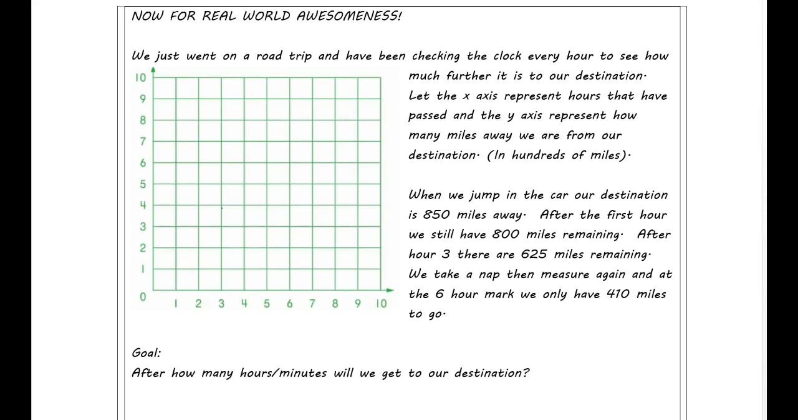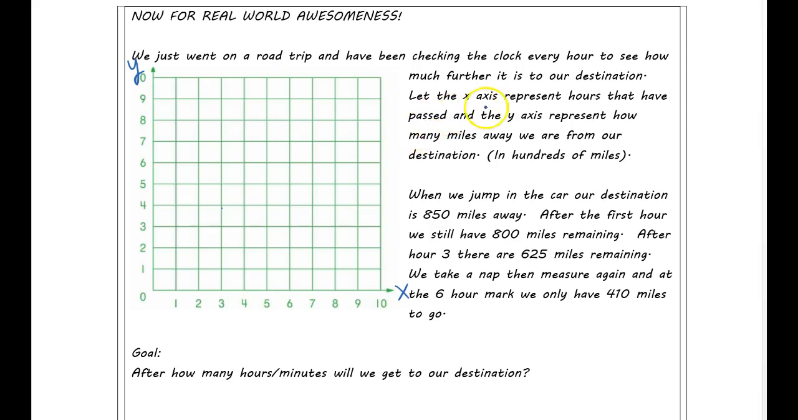Yay! Okay, so with a word problem, as you read, you want to sort of label your x and y axis so that you understand the problem and what's going on. So this is x and this is y. Now, in this first sentence, we just went on a road trip and we've been checking the clock every hour to see how much further it is to our destination.